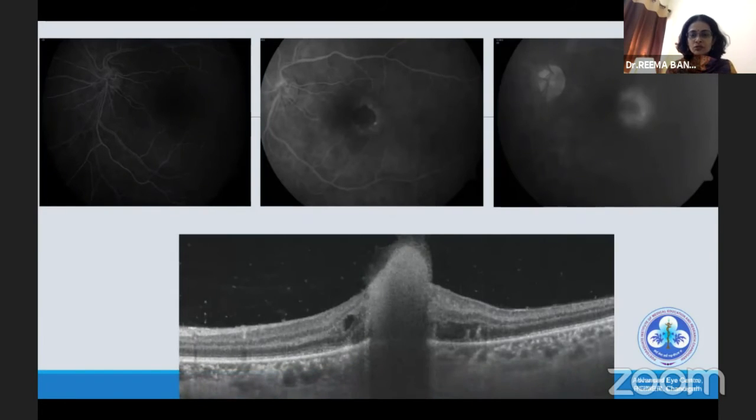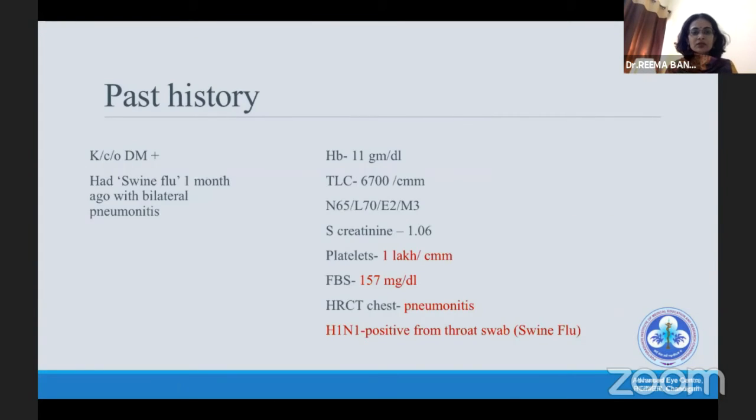The OCT showed that the retina was involved full thickness in the fovea, and it showed some vitreous cells on the surface of the retina. Coming to the past history, the patient was a known diabetic. He had a history of swine flu a month ago with bilateral pneumonitis and a couple of deranged blood investigations like low platelets and high sugar, and the throat swab was positive for H1N1.